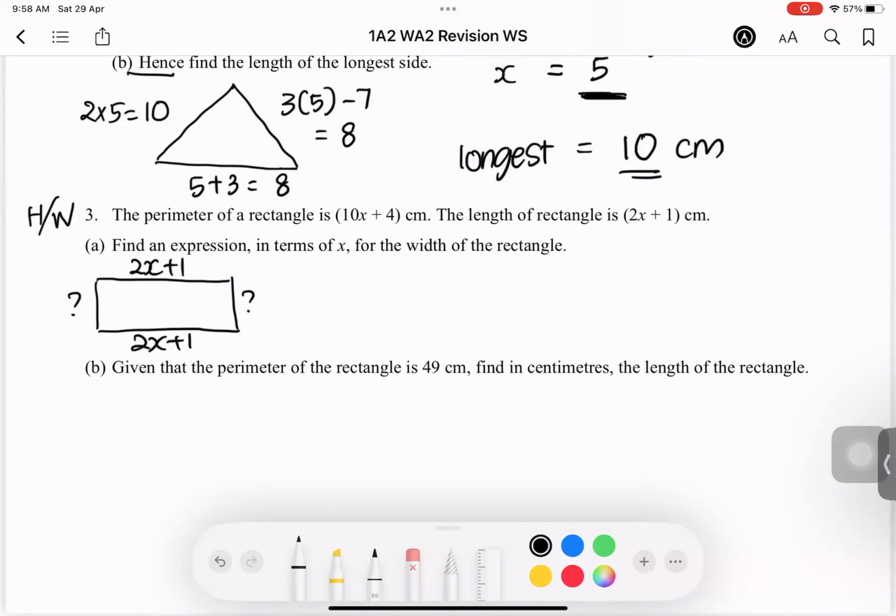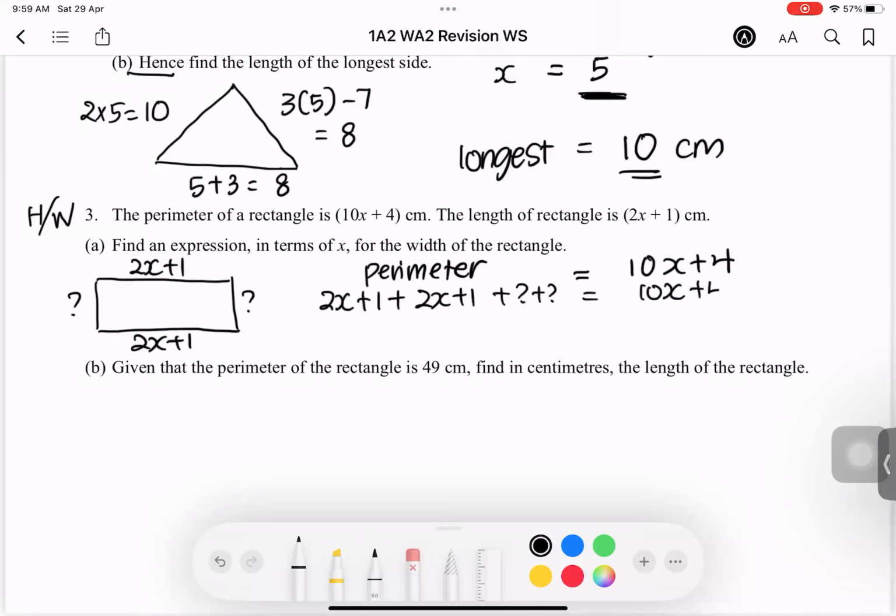I know all the 4 sides add together, the perimeter will give me 10x plus 4. So 10x plus 4 minus 2x plus 1 minus 2x plus 1, then put brackets and divide by 2. So for me, I'll just put 2x plus 1, 2x plus 1 plus a question mark equals to this. When I want to get my 2 question marks over here, right?